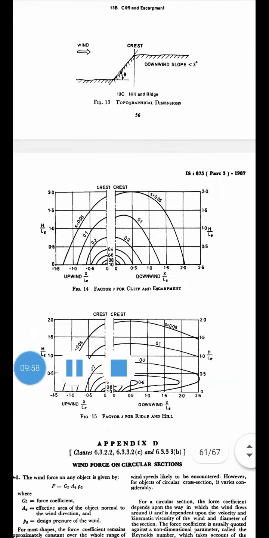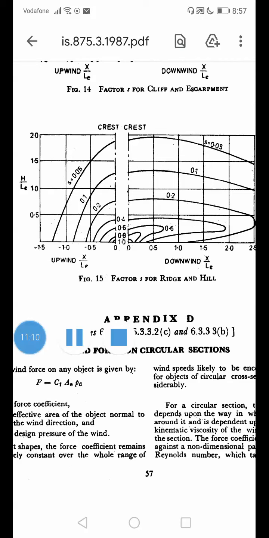Now h by Lc is calculated, and x by Lc is calculated. So what is x? x is actually the distance from the crest of the hill, 250 meters, which is given in the question. Now if you look at Figure 14 or Figure 15, depending on the values of h by Le and x by Le, you will get the value of S. If you see Figure 15, factor S is for ridges and hills. The value of S is 0.05 for the topmost curve. Then S equal to 0.1, then 0.2, then 0.4, 0.6, 0.8.